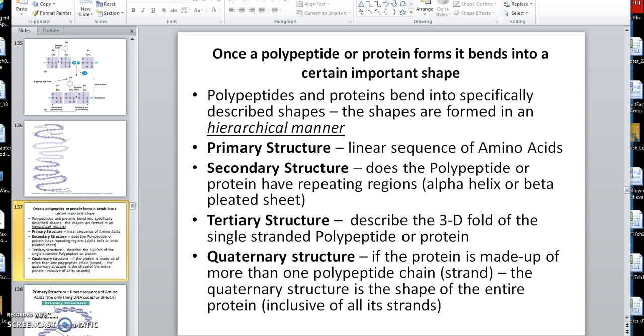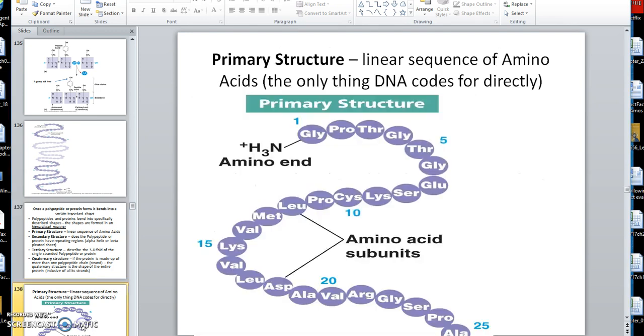The structuring is in a hierarchical fashion. The first structure is the primary, then the secondary, then the tertiary, and then the quaternary. Okay. The primary structure, which is really the main basis of everything, is the linear sequence of amino acids. Which one follows which? Very important, because it's going to determine all the subsequent hierarchical shapes.